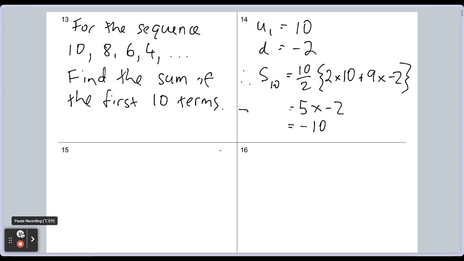Am I making sense there? Do you have any questions? So this is pretty much just given the information, plug in the information to solve.